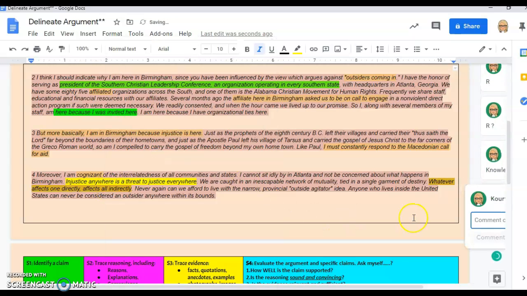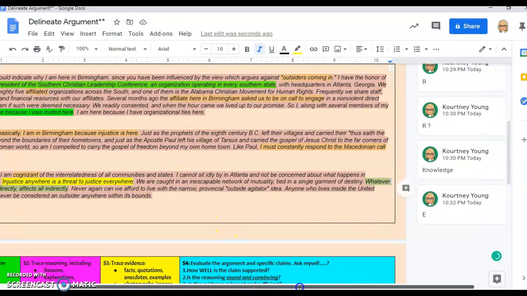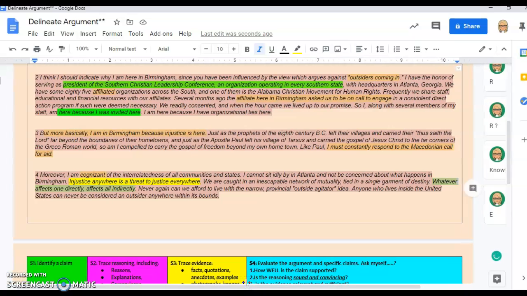Those could probably be evidence. We'll go ahead and comment an E for evidence. Now, when you're in class and you have a pen and paper, you can just put an E directly above it. Of course, since we're on the computer, we'll just have to leave comments off to the side. We are caught in an inescapable network of mutuality, tied in a single garment of destiny. Never again can we afford to live with the narrow outside agitator idea. Anyone who lives within the United States can never be considered an outsider.